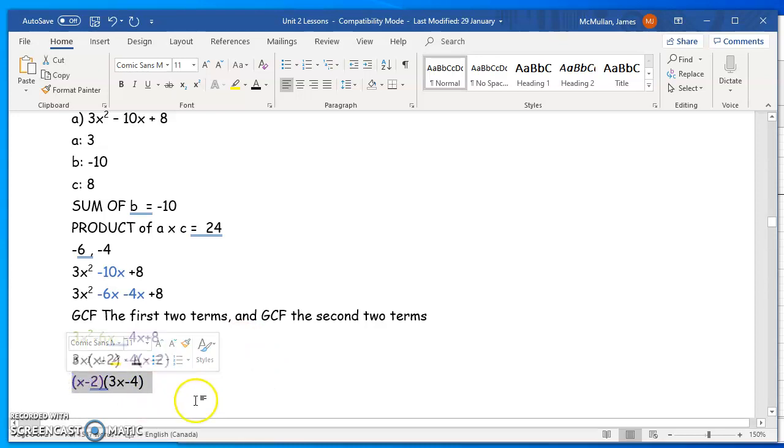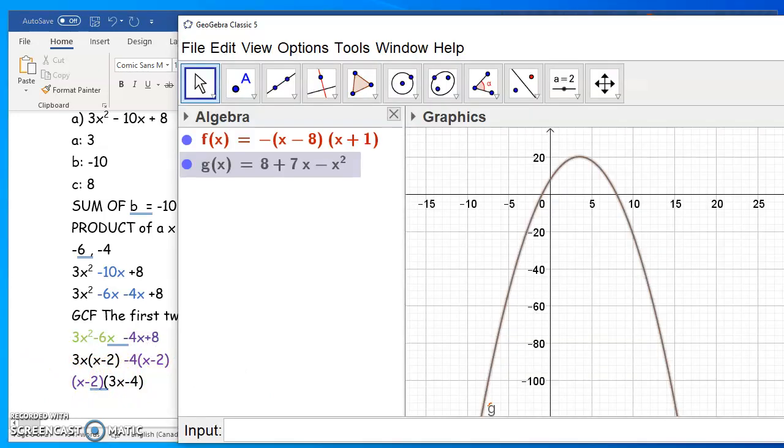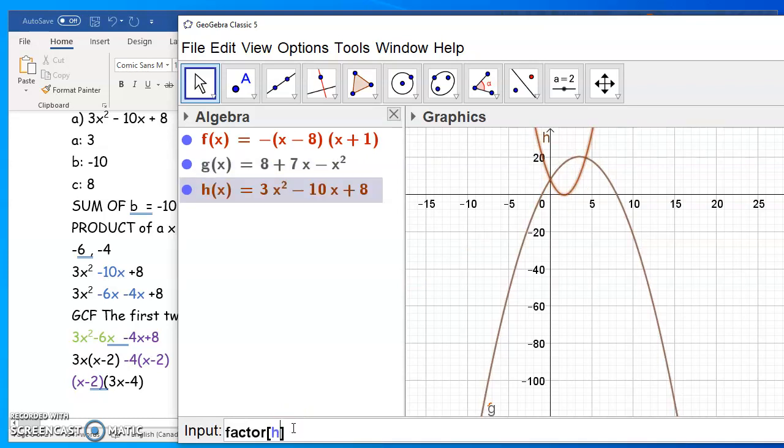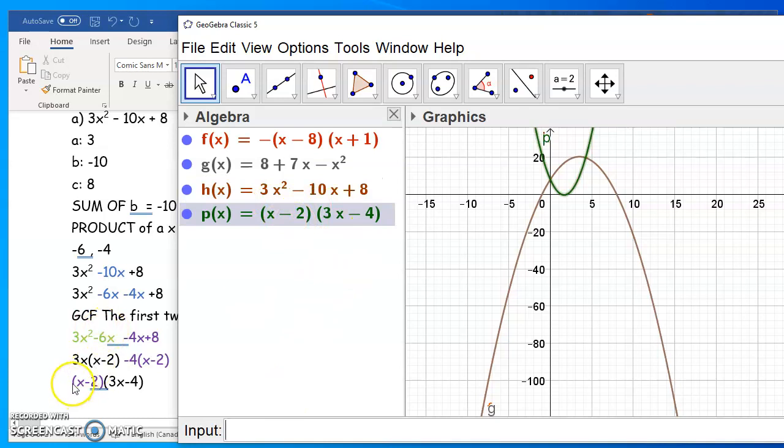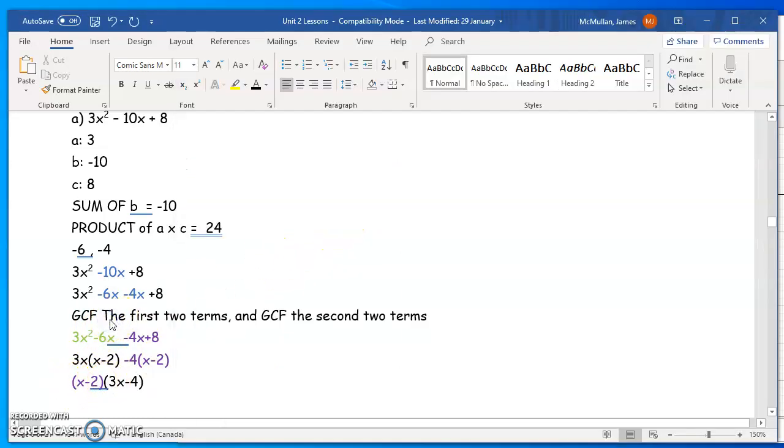Now this is done, it's factored, everything is in a bracket. And again, just to check that it's right, we could start with our question, 3x squared minus 10x plus 8. You can ask GeoGebra to factor that, and we get exactly what I just said, x minus 2 and 3x minus 4. Again, practice this one, please.